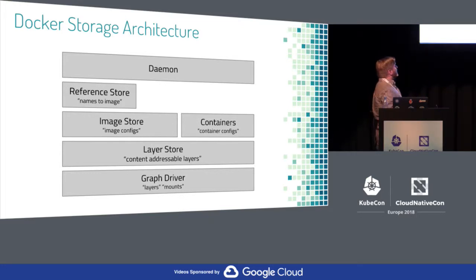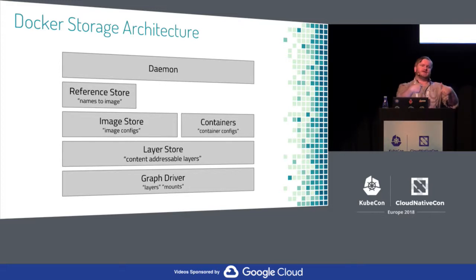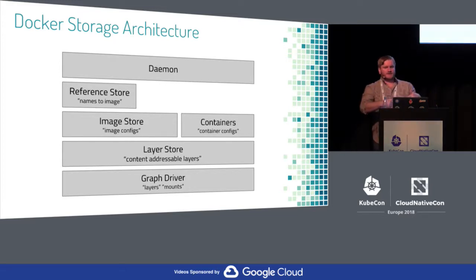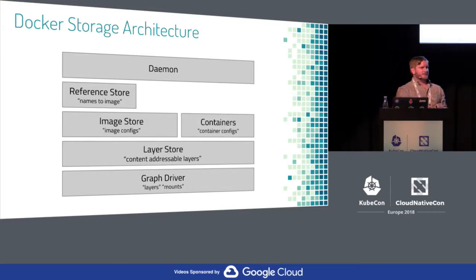There's a daemon on top, and then there's this reference store, and it references images, and those images have image configs, and then they join together at this thing called a layer store, which then finally gets down to a graph driver. If you ever looked at this interface inside of Docker, it integrates pretty tightly with containers. It integrates pretty tightly with images. Both containers and images have references into the graph driver, and the graph driver actually represents those IDs directly. So it's very tightly coupled.